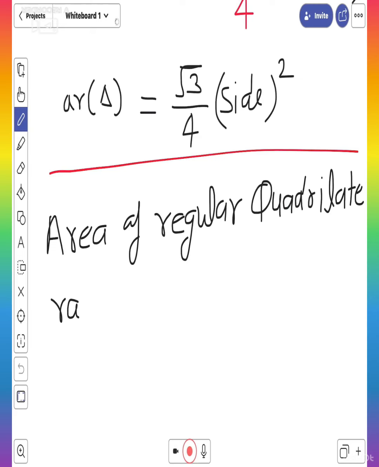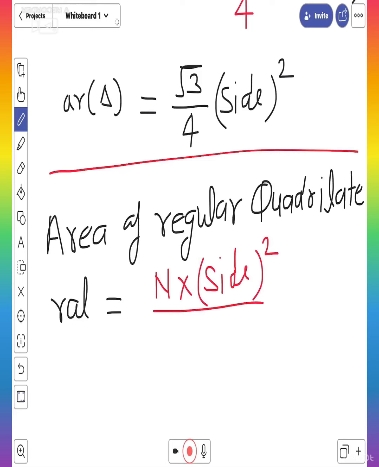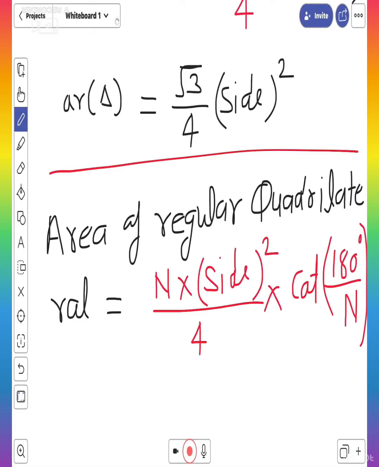So dear, again you use the same formula. What is the formula? The formula is n into side square divided by 4 into cot 180 degree divided by n, and how many sides? 4. So here you will put n. For now you only have to put n. This is the general formula.